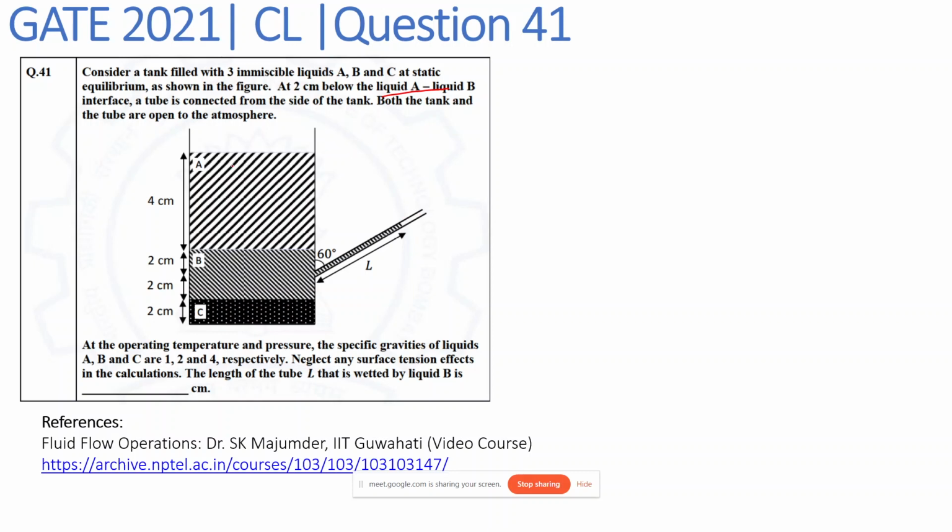So over here, we have been given this tank which is filled with three fluids A, B, and C. At 2 centimeter below this liquid AB interface, we have this pipe at a 60-degree angle, and we have been asked to find the length of the pipe until which it will be wetted. So until what level will this pipe be filled, that we have been asked to find.